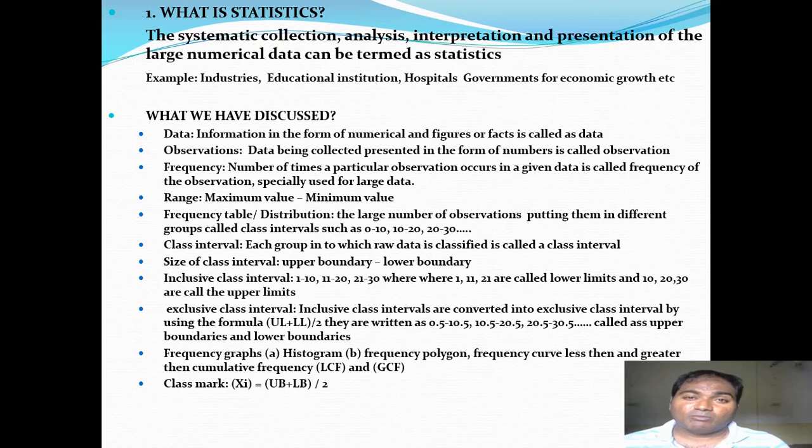Now, some of the terminologies which we are going to use in statistics, we have already discussed previously, but we will rewind them. Before getting into the main topic of statistics, let us learn certain terminologies which are used in statistics. What is the first terminology? Data. What is meant by data?